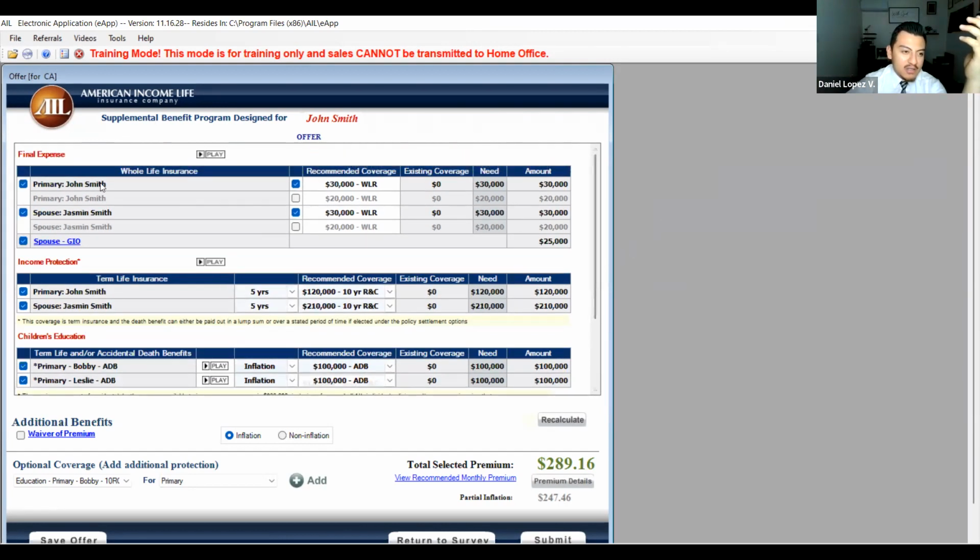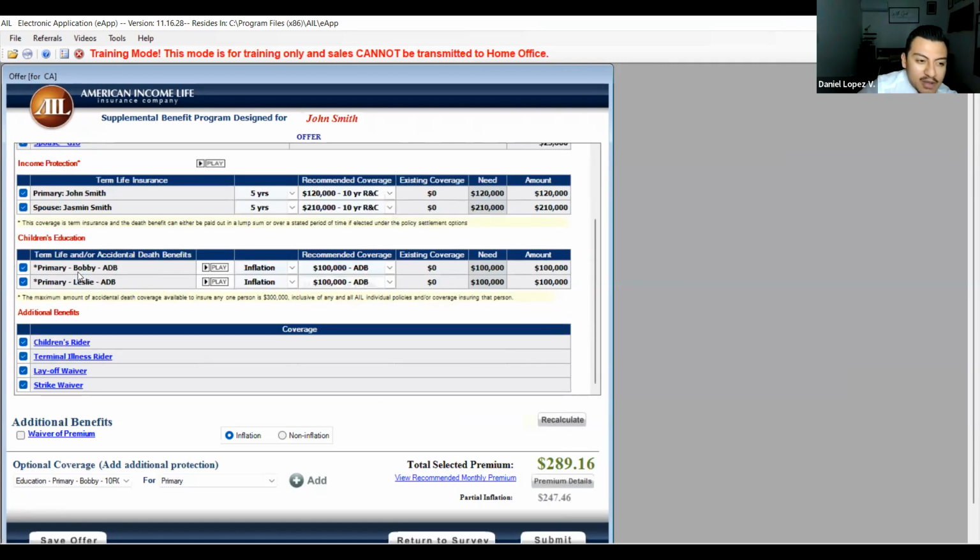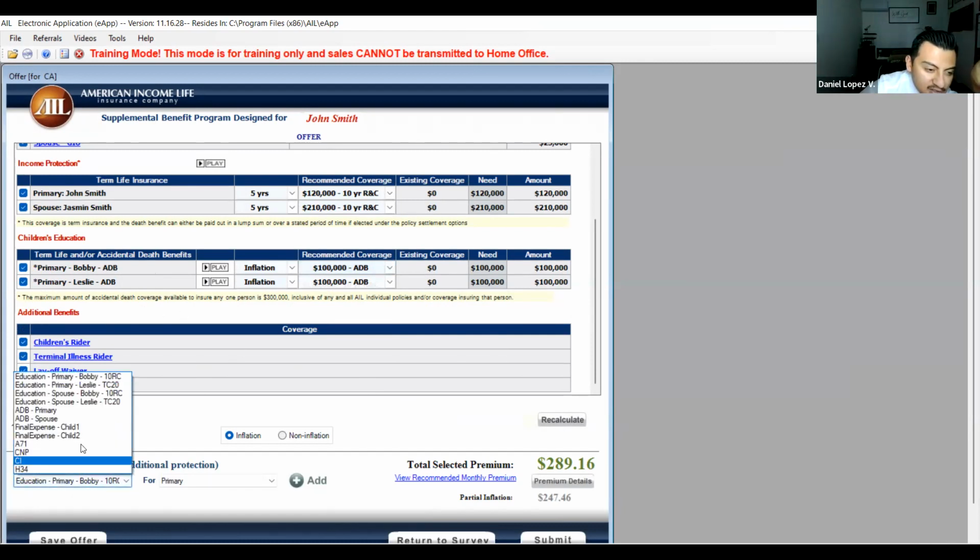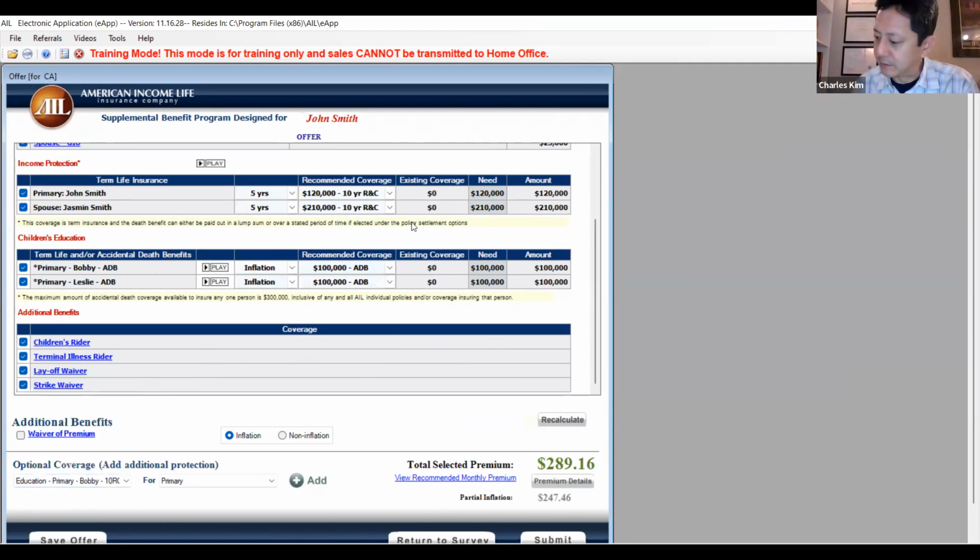Now if I'm sitting down with Jasmine and Jasmine is the only one working and John is not, then I'm definitely going to put Jasmine as primary. But the system will automatically put the primary as the one that receives ADB on the EAP. You can go down here and just put ADB on the spouse or on both. So what type of term life is this ADB?